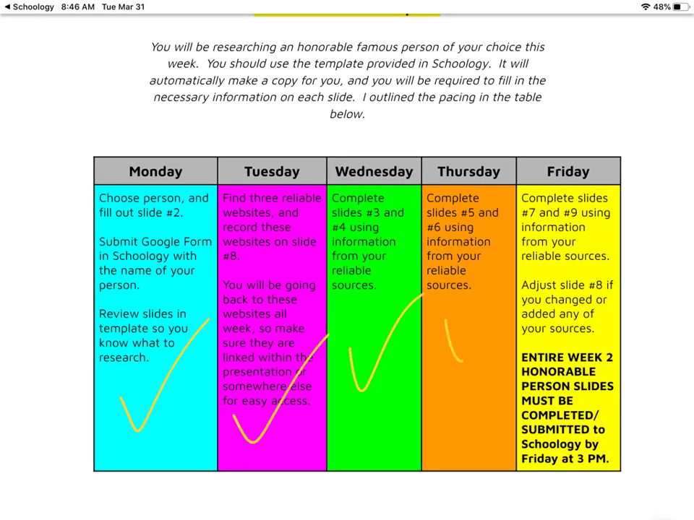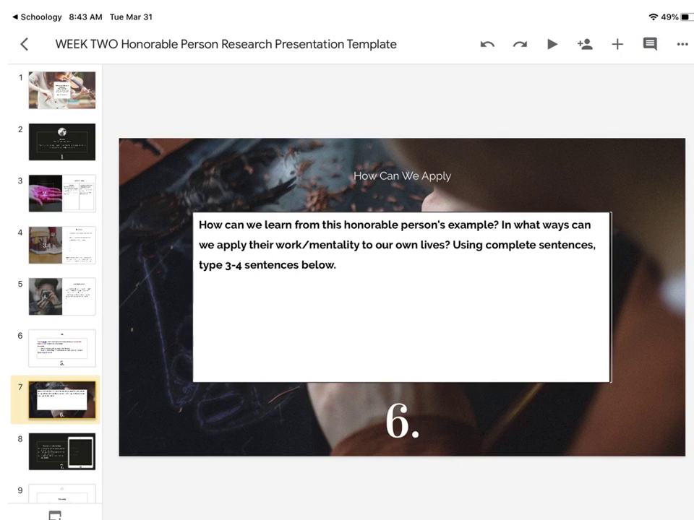Okay, so all of this should be done and you've made it to Friday. And this is when you'll submit it too. So you're going to do slides 7 and 9. Remember, you already did slide 8 back on Tuesday. Adjust slide 8 if you need to. So here's where you're going to do a bit of writing. So now think about your honorable person. In what ways can we apply their work and their mentality to our own lives? So how can what they've done influence us in our lives?